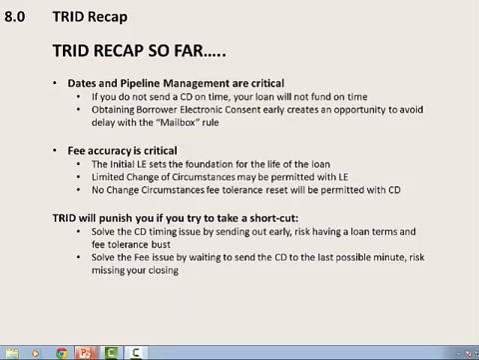If you try to solve the CD timing issue by issuing the CD early, you risk the loan terms changing and creating fee tolerance costs. If you try to eliminate the fee tolerance risk by delaying the CD, you risk missing your closing. The big shift with TRID is to move the urgency from the back end of the process to the upfront process. That means complete submittals to underwriting early in the process and use actual fees.